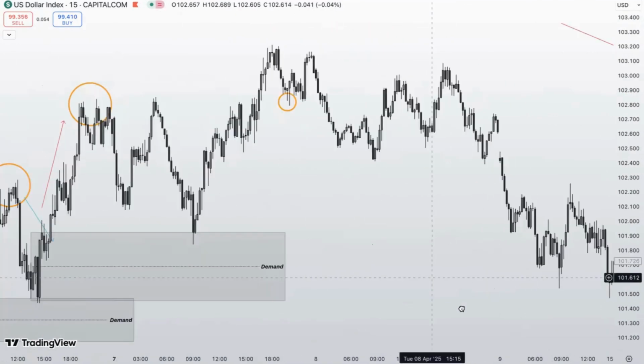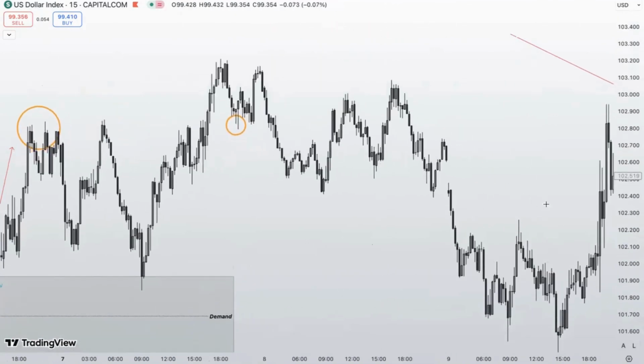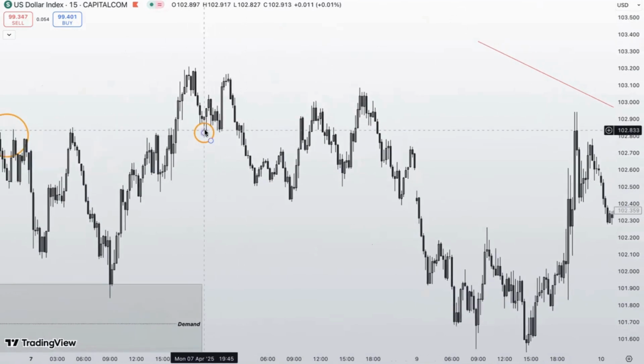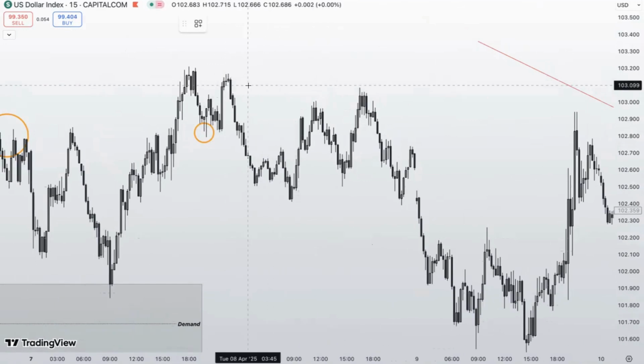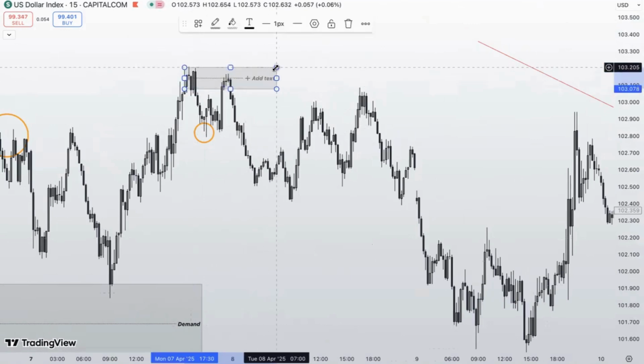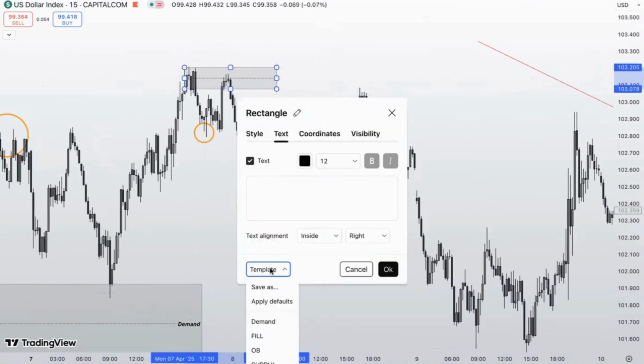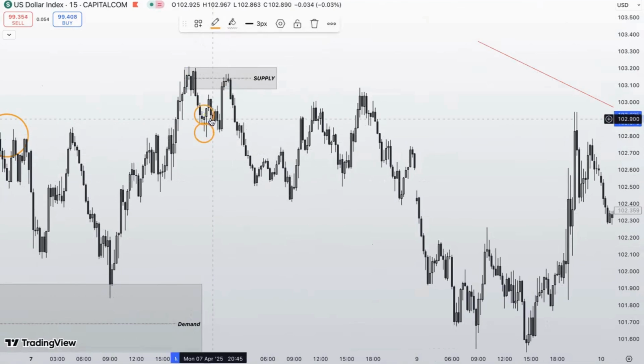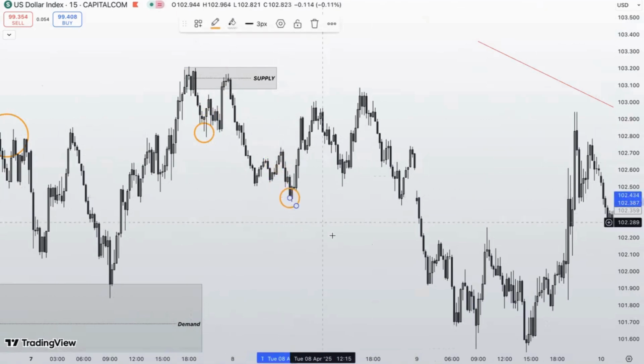Exactly, forming newly formed lows around that area right there. And then what did the market do? The market advanced towards the upside, respecting this high, forming what we then call our supply. And then the market advanced towards the downside, forming again newly formed lows.